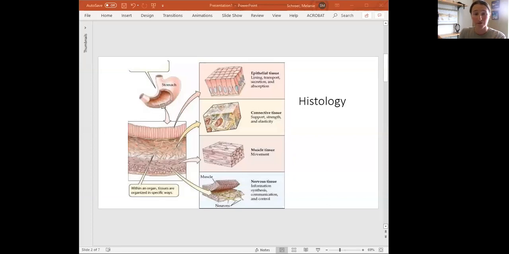So histology, of course, is the study of tissues. As I said, there are 4 different classes of tissues that are found within the human body. And generally, these tissues are going to be working together within an organ, ultimately producing the function of said organ. So what we can see here is the stomach.